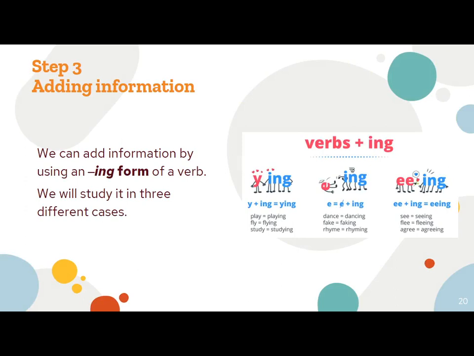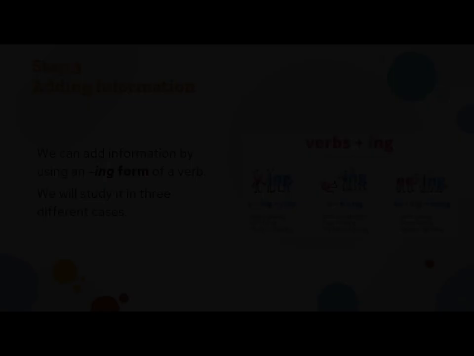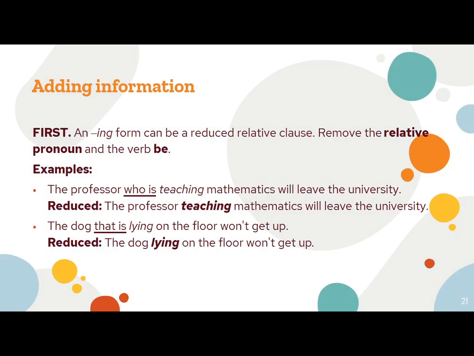Okay, now in the case of adding information, we're going to have the ing form. We can add information by using the ing form of a verb. We'll study it in 3 different cases. The picture right here is just for you to remember something, guys, for you to have an idea. I know that is something you have studied before, but I guess it is important to mention. Some people still make mistakes in those forms of the ing form of the verbs.